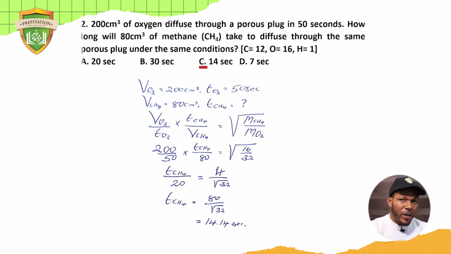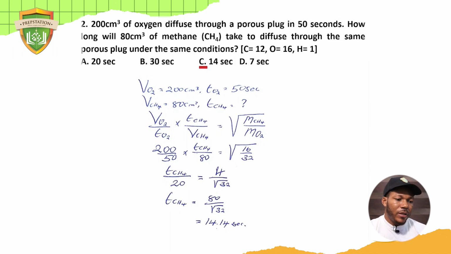200 cm cube of oxygen, that is your V1. You can also swap it anyway, but let your V1 and T1 be the same. You cannot use V1 for oxygen and use T1 for methane. No, that's a wrong combination. So place your work accordingly. 200 cm cube is your V1, and diffusing through a porous block in 50 seconds, that is your T1 also. Don't forget, how long will 80 cm cube of methane take to diffuse through the same porous block under the same condition? So now you're looking for the time for methane to diffuse this different volume.